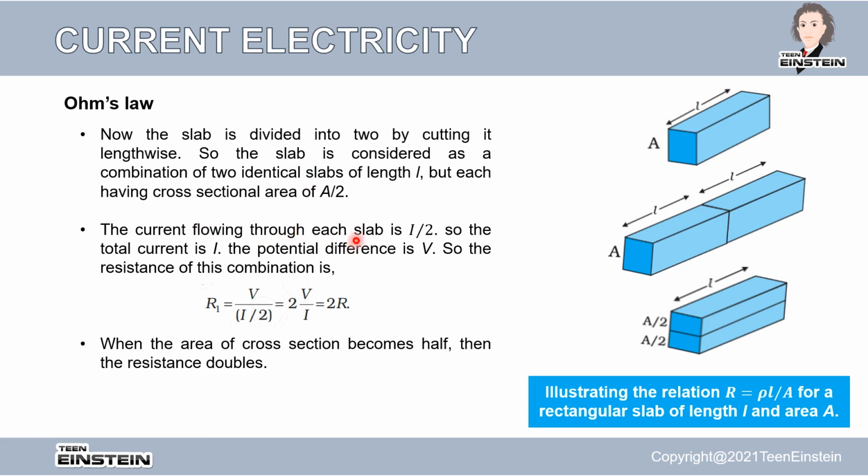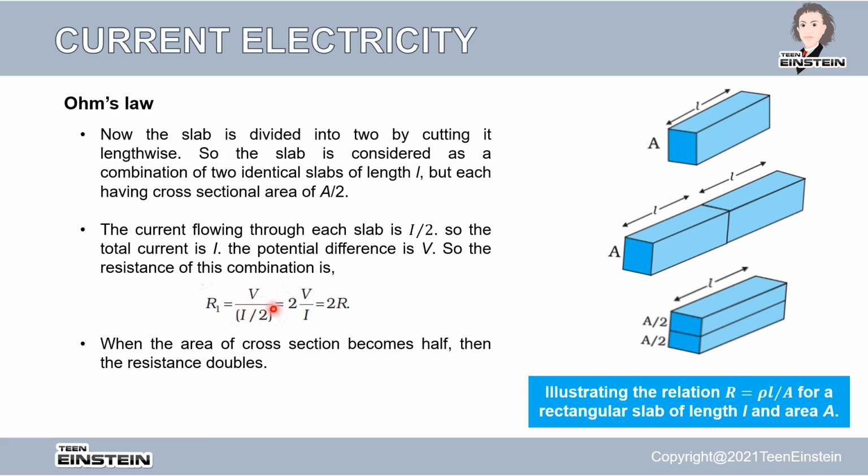Now the current flowing through each slab is I by 2, because current is the charge going through a particular area. So if you divide the area by 2, the current also becomes half. The current flowing through each slab is I by 2, so the total current is I. The potential difference stays the same, so it is going to be V. So for the resistance of this combination, again let's apply Ohm's law.